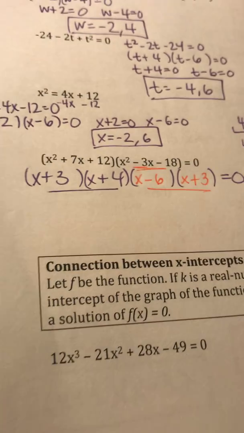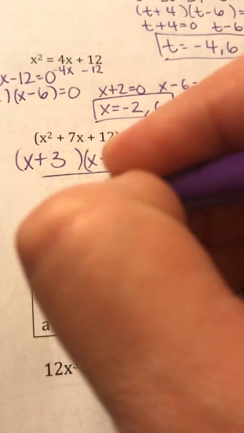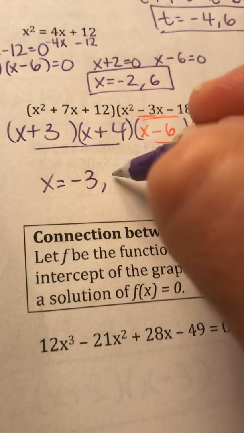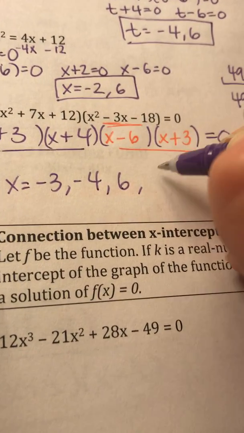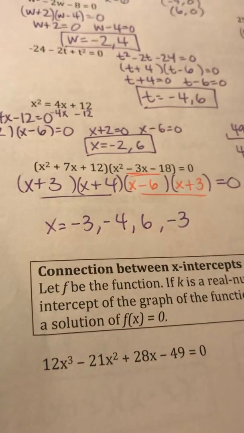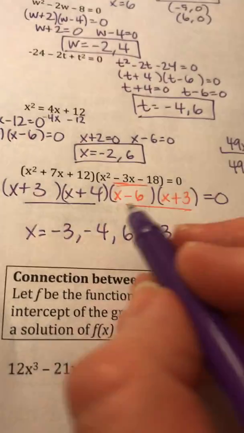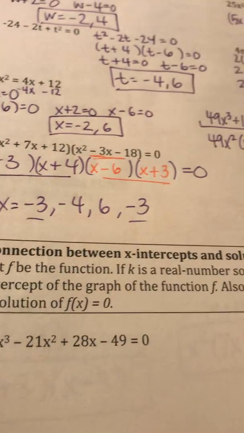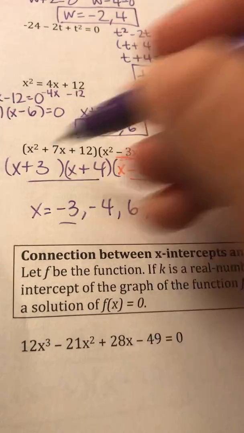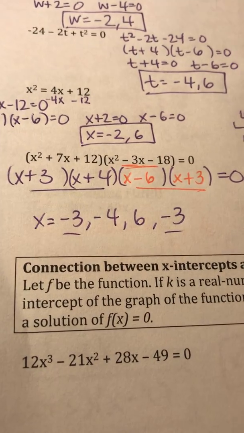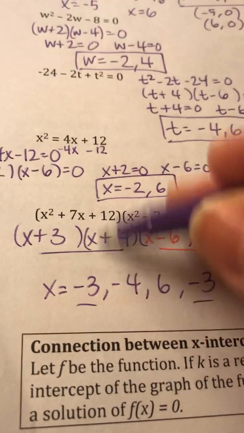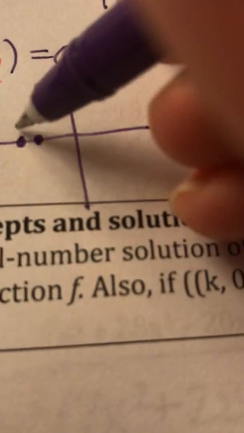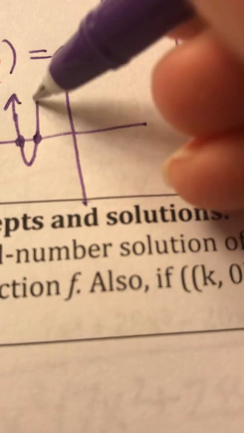Okay? Now, when I set all of these equal to 0, I get x equals negative 3, negative 4, positive 6, and negative 3 again. So these are all of my intercepts. Okay? We have negative 3 here twice. It is a factor of both of these different quadratics. So if we think about what this kind of looks like, this quadratic here has a negative 3 and a negative 4. Looks something like this.